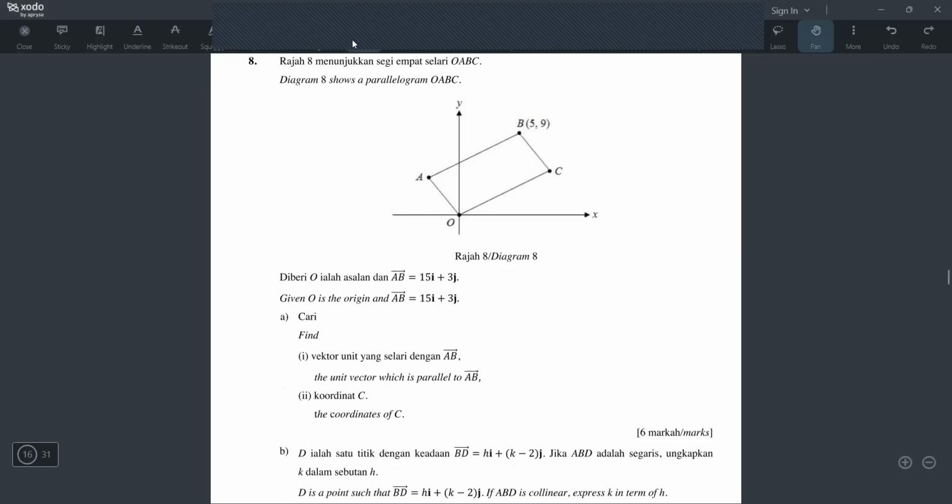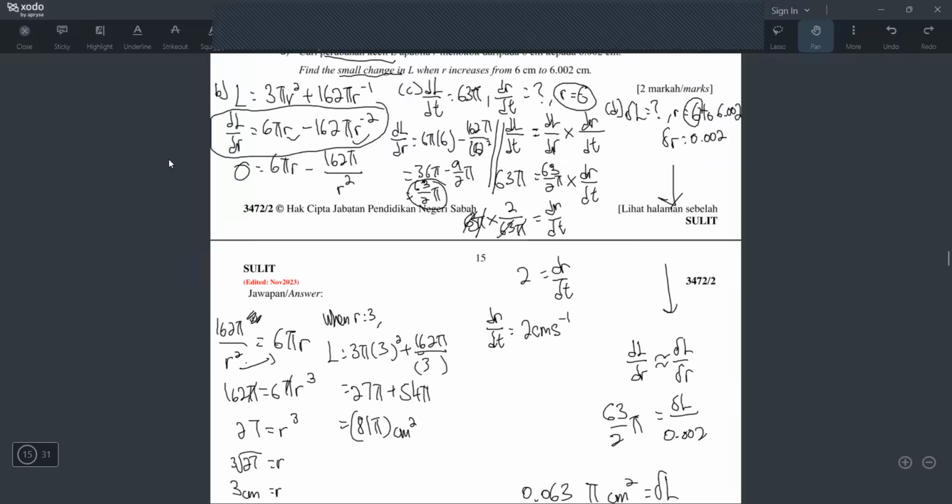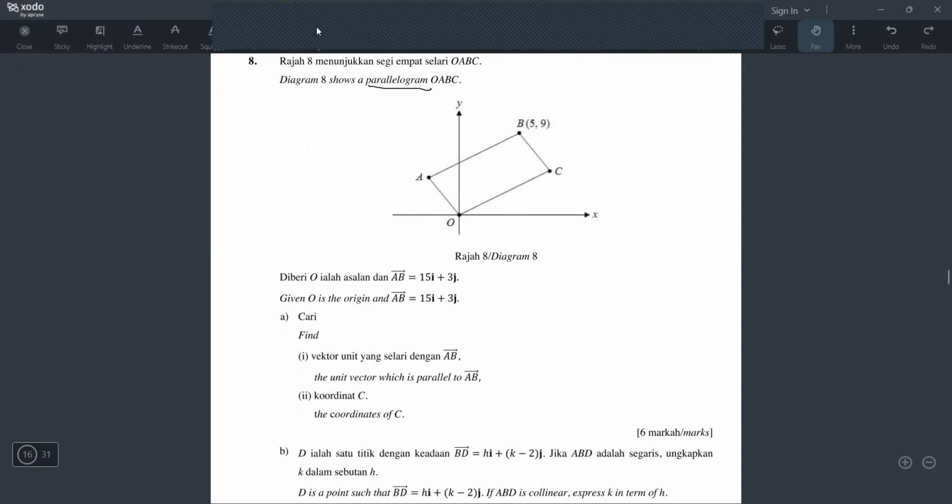Okay, let's do number 8. Diagram 8 shows a parallelogram. The exam really likes to ask parallelograms. It's either a parallelogram or a rhombus. These are like the exam's two favorite shapes. They like to ask this in coordinate geometry and vector. Like just now also they asked one rhombus question, right? Okay, I'm too lazy to scroll back, but you can look yourself. But earlier there was one rhombus question.